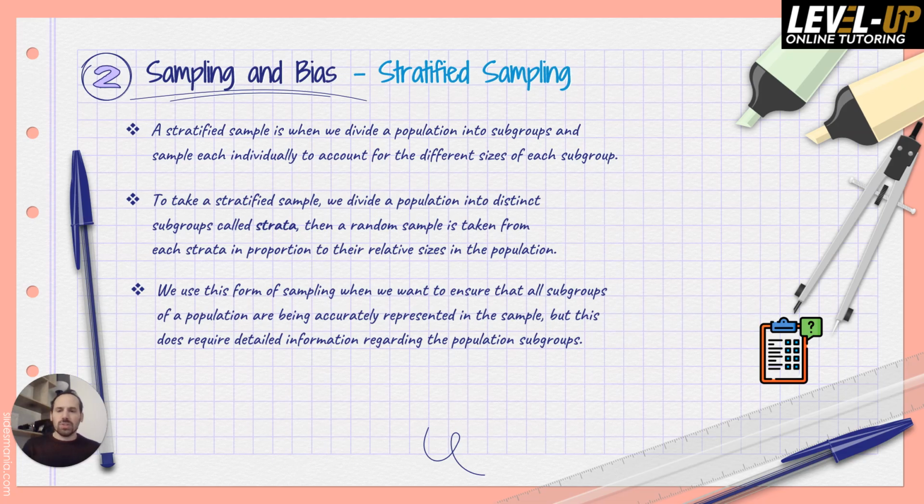We use this form when we want to ensure that all subgroups of a population are being accurately represented in the sample. But this will require more detailed information about the population and their subgroups, and how many members are in each subgroup. So it's a bit more work, but it can be beneficial.